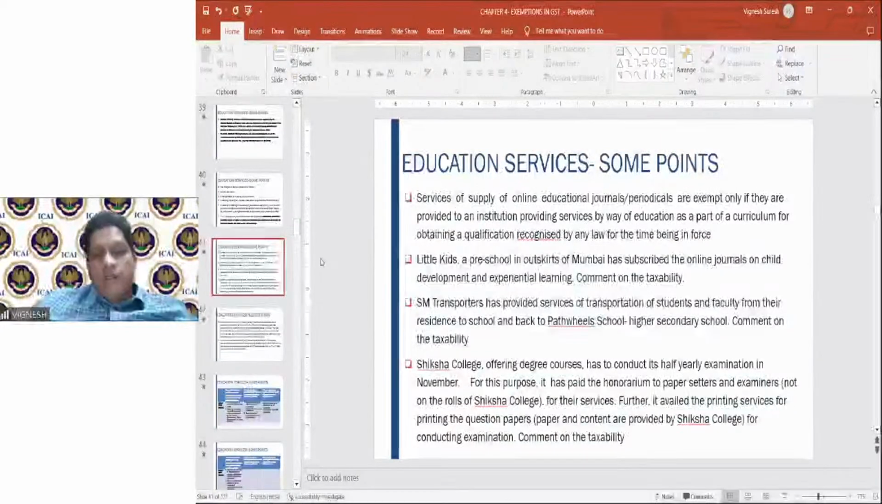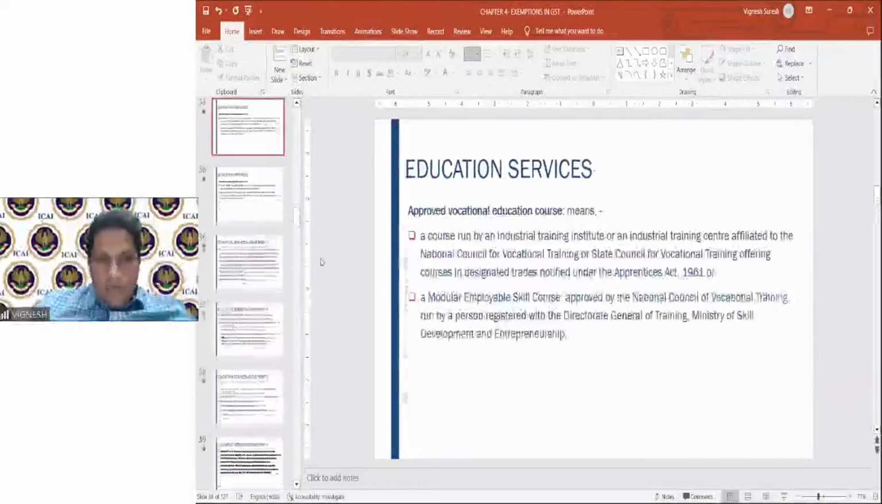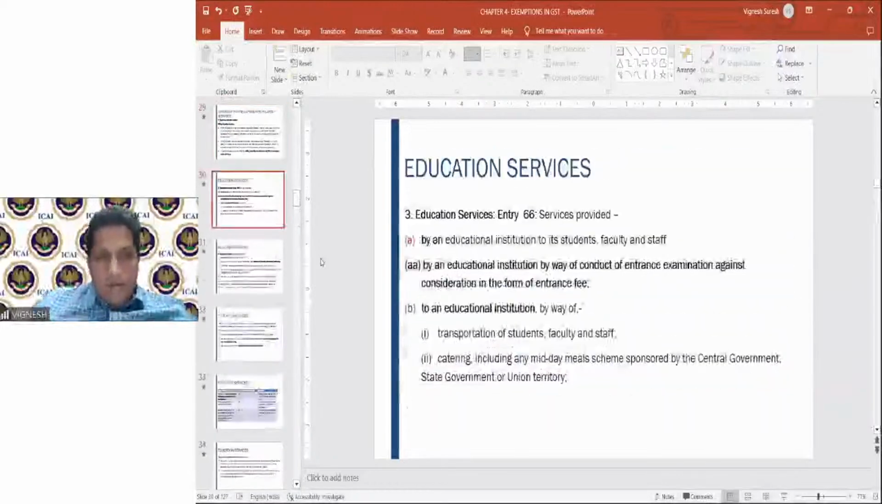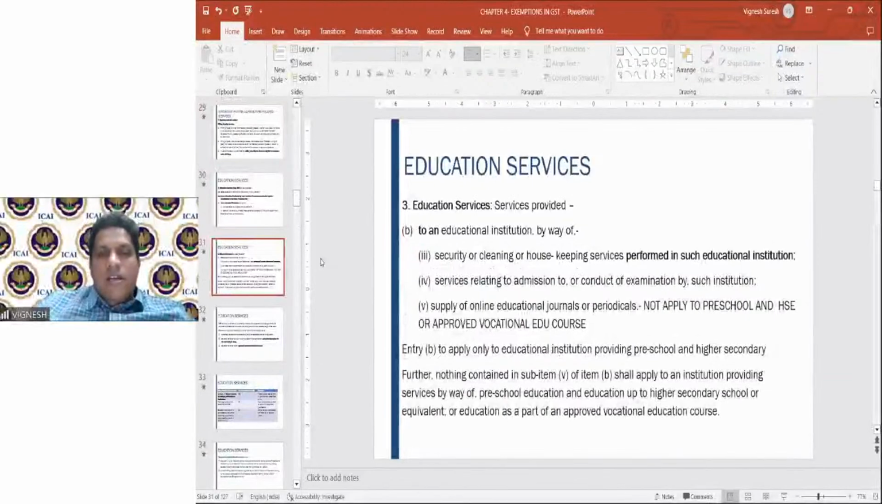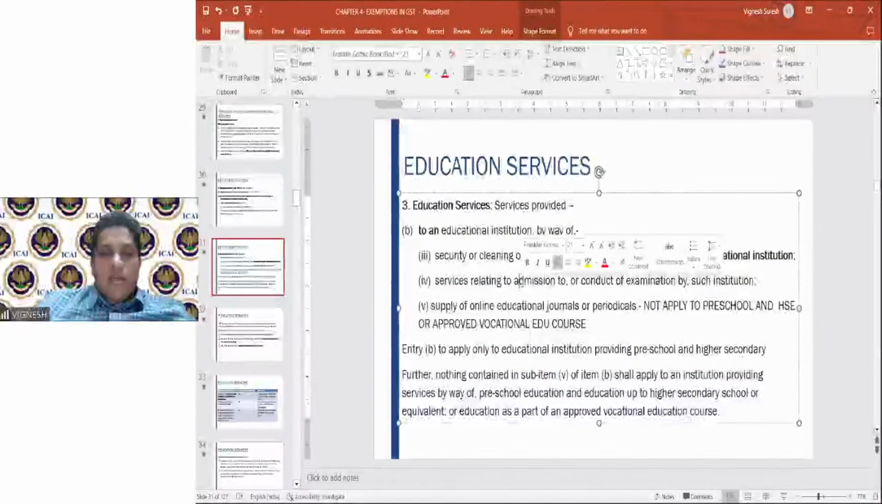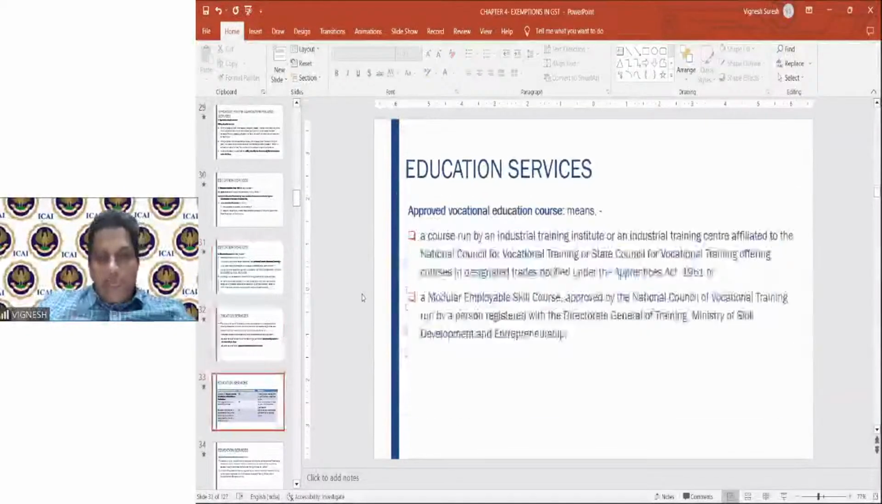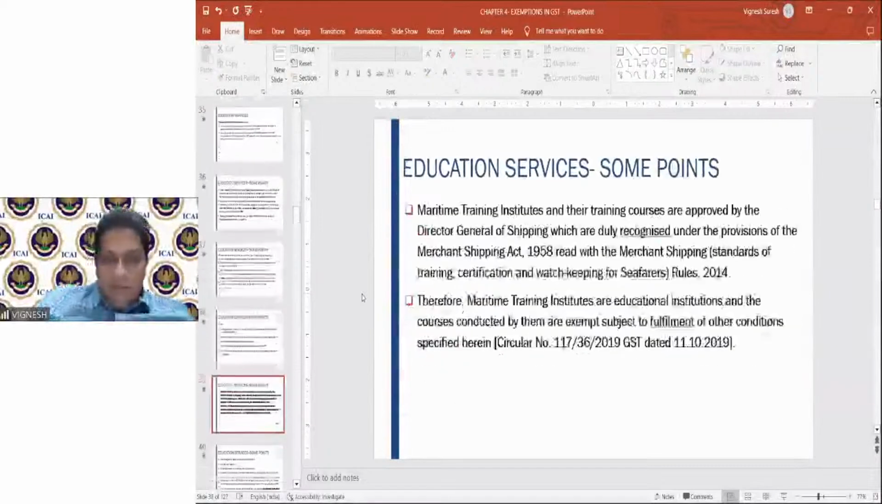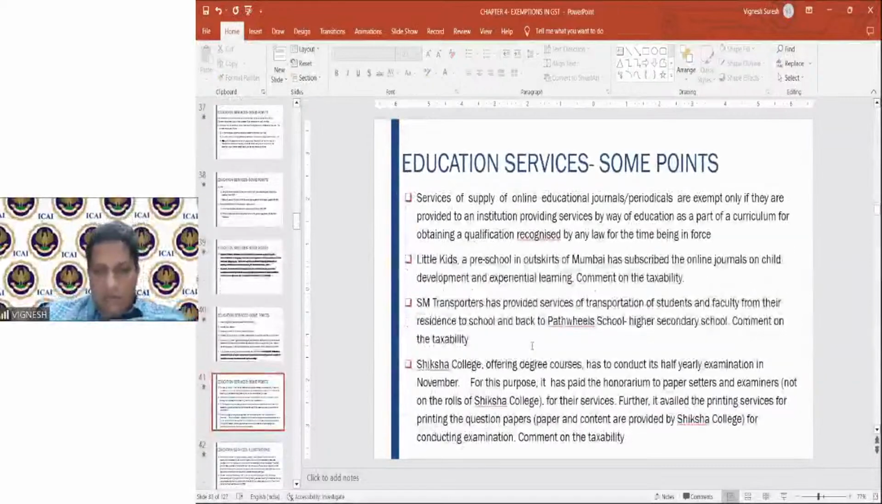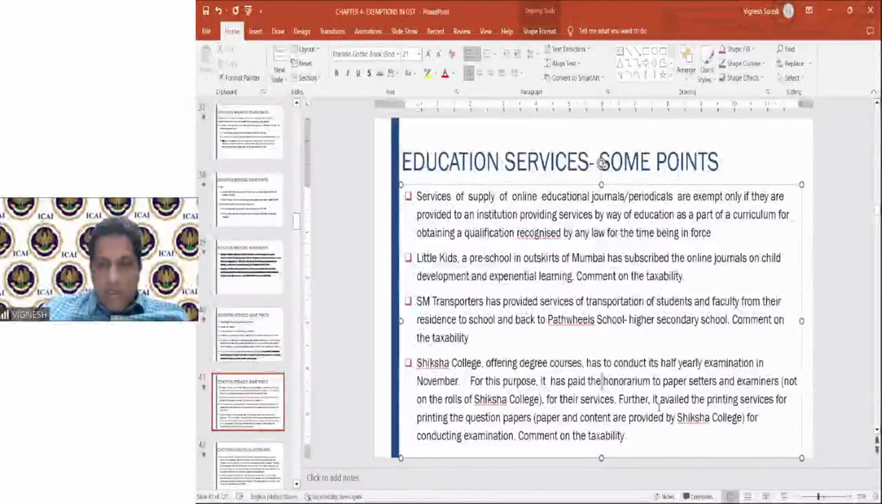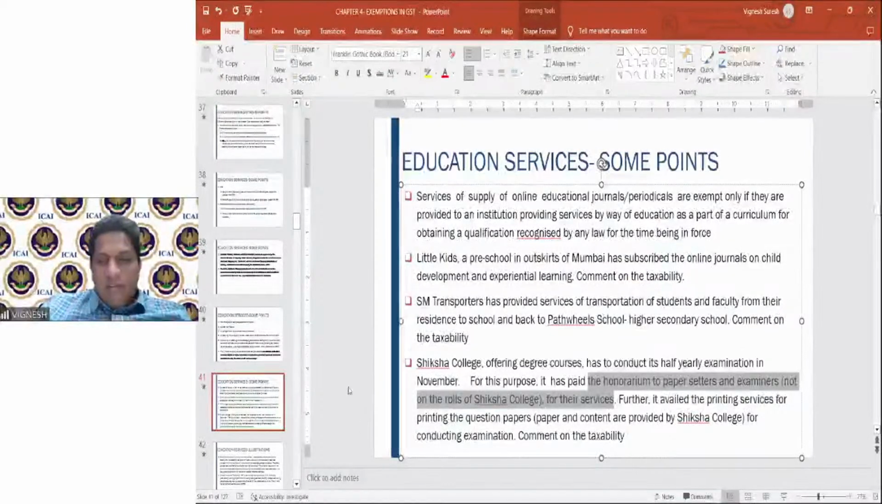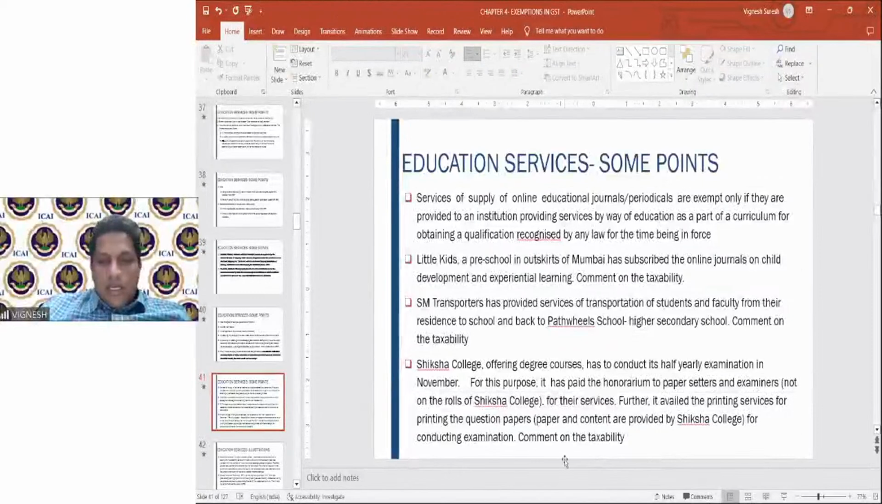Point number 4 of what we saw earlier. Let us see that point 4 here. Services related to admission or conduct of examination by such institution. So this is covered for degree services also. Therefore, it will be exempt from GST. So in this case, honorarium to paper setters and examiners not on the rolls for their services is exempt from GST. Also, printing services for printing question papers is also related to conducting of the examination. Therefore, it is exempt. I hope you got the clarity.